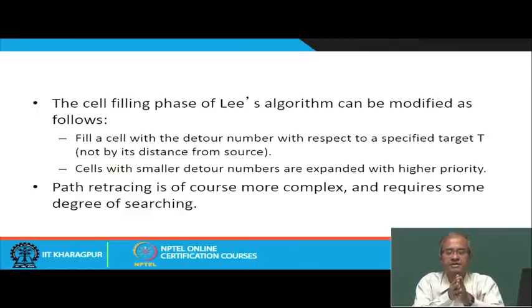And there is another point here. In Lee's algorithm, at every step we label a neighbor, and in the next step the neighbor of the neighbor. But in Hadlock's algorithm, we go on labeling as long as we are moving in the same direction in the same step. For example, as long as we are moving in the right direction, that will mean a detour number of 0. So if I see I am moving in the right direction, I can continually label the adjacent cells 0, 0, 0, 0, 0, 0 in a single step itself. This is the idea.